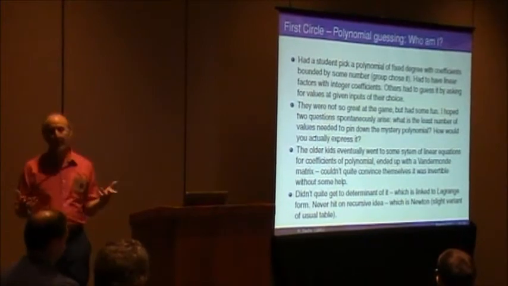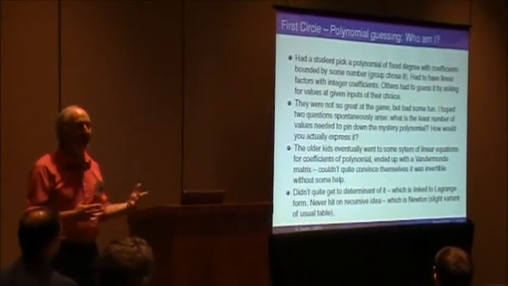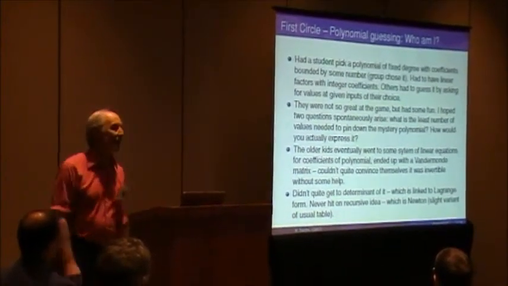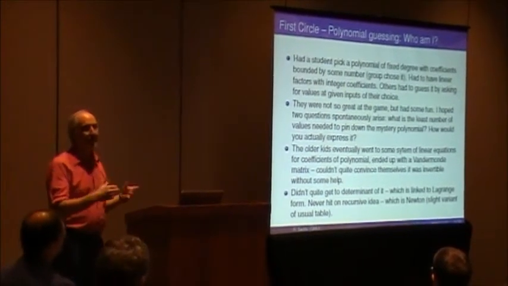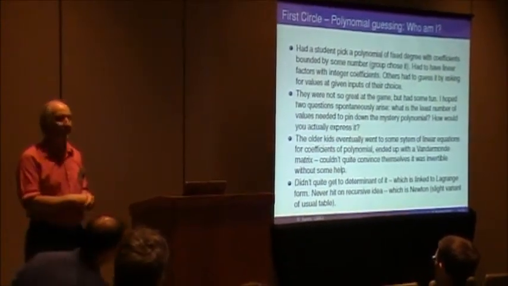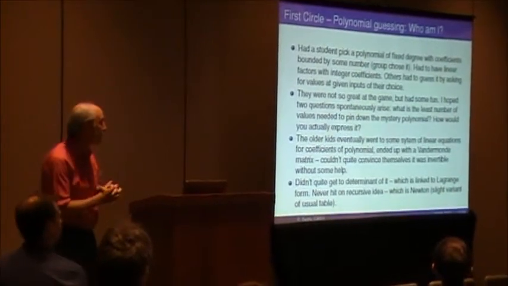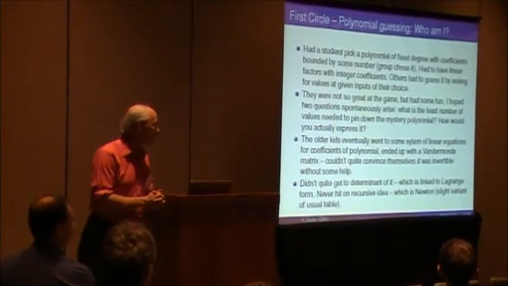Okay, so eventually they came to this Vandermonde determinant, that's the classical algebra thing, and then they couldn't quite figure out why that determinant was 0. And they never hit on the recursive approach.